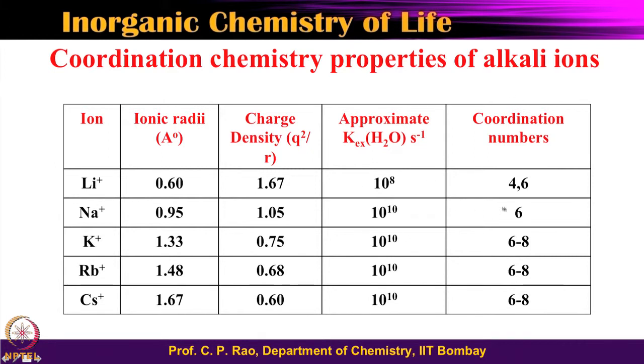As for coordination, lithium can show most of the time 4, occasionally, less frequently, 6. Sodium shows 6 more frequently, and potassium can show 6, occasionally 7 and 8, and similarly rubidium and cesium. But we are not so much interested in rubidium and cesium; we are interested basically in sodium and potassium. So, as you can see, the size increases, the charge density decreases, and the rate of exchange and the coordination numbers are some important properties.